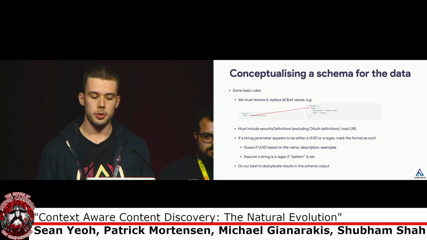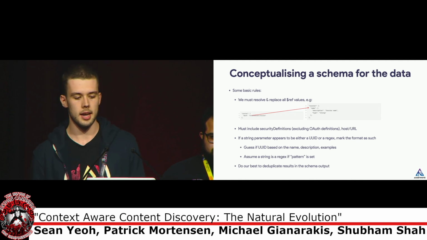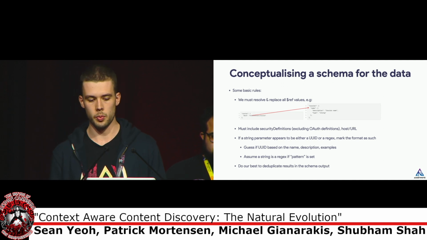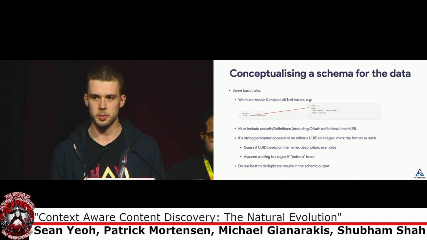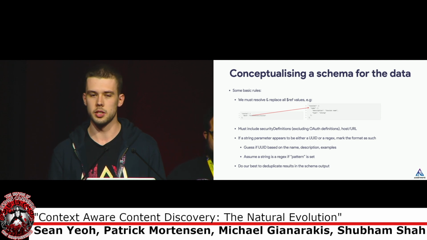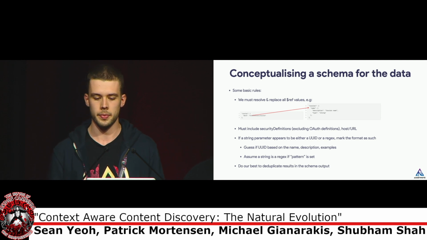So we want to conceptualize the data. We had some basic rules, like the ones I mentioned a moment ago, as well as we wanted to replace any JSON ref values, because it becomes very difficult to try and do this at a large scale unless you just do it each time you process an individual spec. We want to include the security definitions, excluding the OAuth2 because they're kind of irrelevant, as well as the host or the URL that the spec came from. And if a string appears to be either a UUID or a regex, we want to mark that format as such.